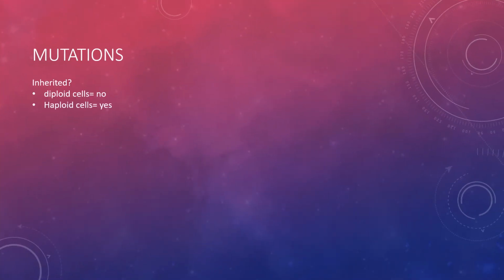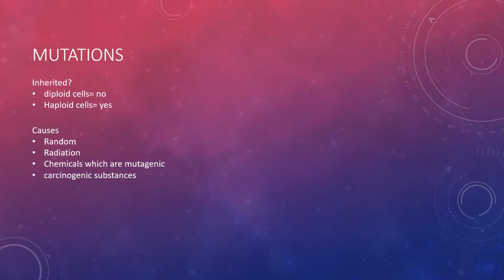Mutation. Is it inherited? Well, in diploid cells, which are body cells, no. However, in haploid cells, which are gametes, yes. Causes, like in the previous slide, I talked about how it's random, radiation, chemicals which are mutagenic, and carcinogenic substances.